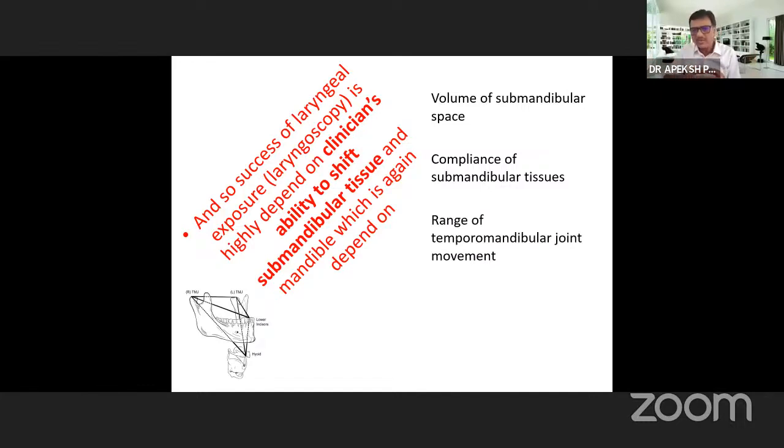Now, if you look at the range of temporomandibular joint movement, as we know, during the dynamic phase of laryngoscopy, the mandible moves anteriorly forward. But if the mandibular joint does not allow the forward movement of the mandible, that leads to difficult laryngoscopy. Then the stylohyoid ligament. Suppose there is calcification in the stylohyoid ligament. We are not able to make the forward or anterior movement of the hyoid, which leads to difficult laryngoscopy. And a space-occupying lesion in the upper airway also leads to difficult laryngoscopy. So this concept explains everything about laryngoscopy, why it becomes difficult.